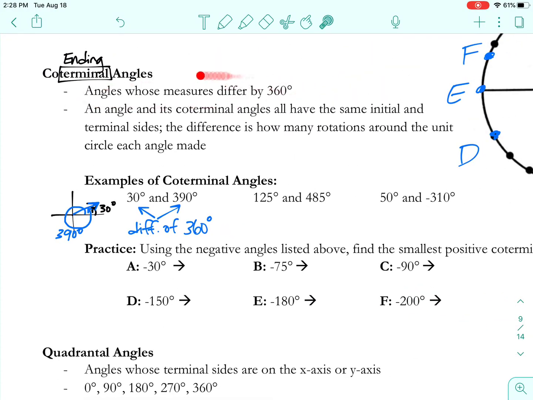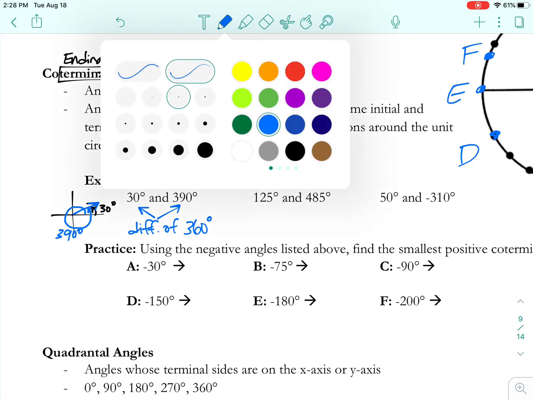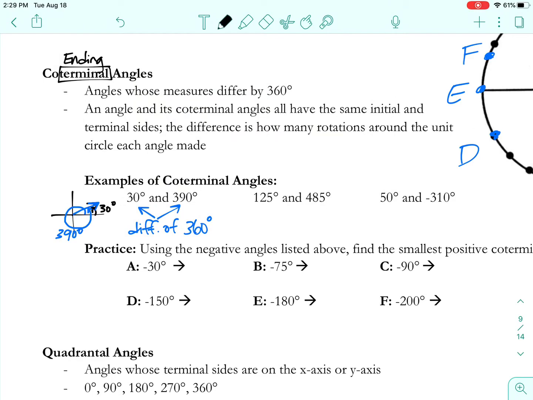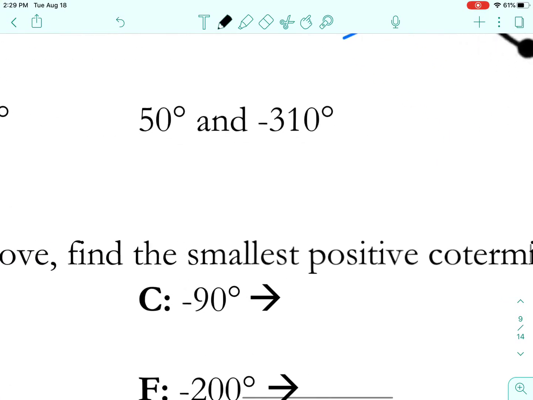The angles whose measures differ by 360. An angle and its coterminal, so same ending spot angles, all have the same initial and terminal sides. The only difference is sometimes you rotate around the circle more than once. However, they begin and end in the same place. So let's talk about 125 and 485. Notice how those also differ by 360 degrees. 50 and negative 310. Let me draw this one. There's always an image or a picture that goes with all these examples.